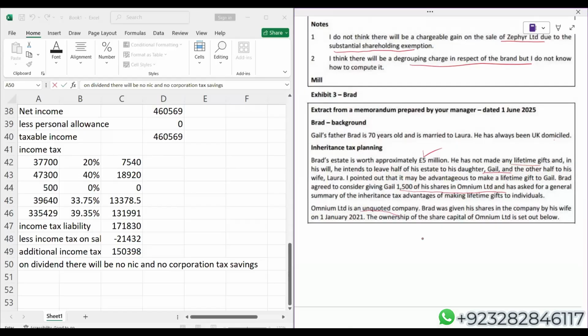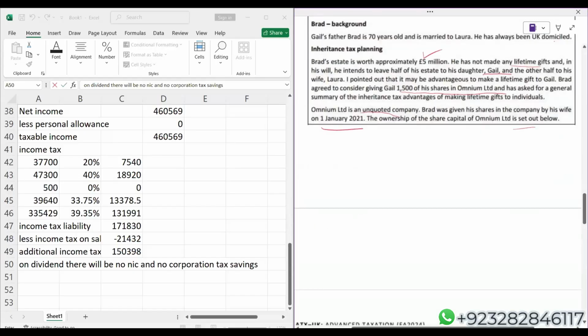If you recall, when it comes to capital gains, on a gift of private company shares you get gift relief. Broad was given his shares in the company by his wife in January 2021. The other way round, Broad has also given shares to his wife, and we know that between husband and wife there is no gain, no loss. The ownership of the share capital of Omnium Limited is set out below.